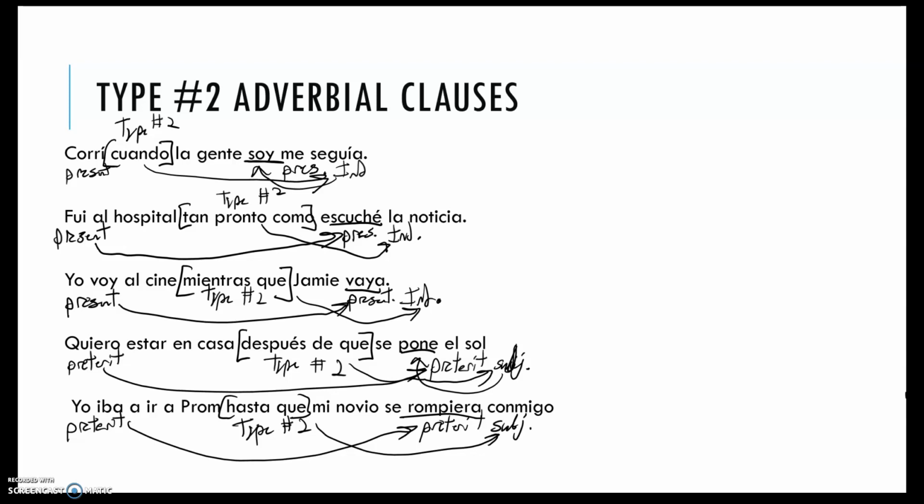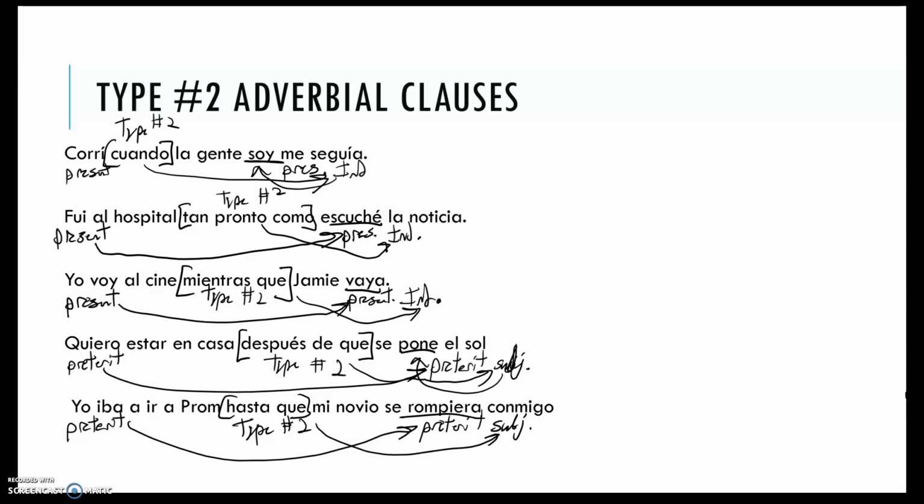So our third sentence, we have yo voy al cine mientras que Jamie vaya. So we have mientras que is our type number 2 adverbial clause. So we know this is an adverbial clause. But first, let's look at clause number 1, which is present. That means it indicates vaya will be a present indicative verb because it is happening and has happened.